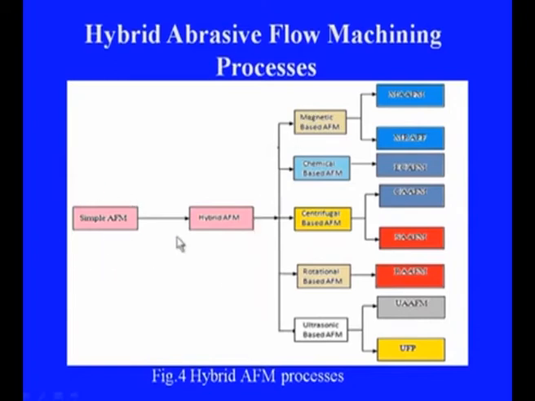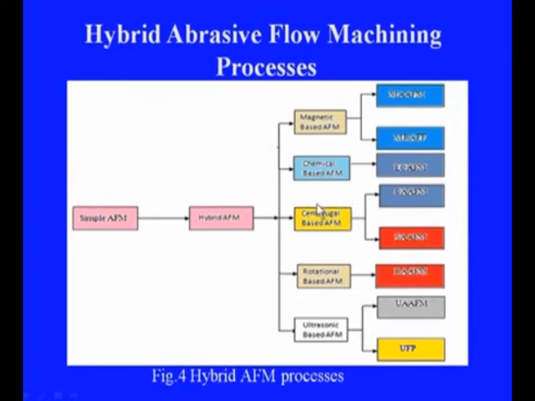So, here the first one is the simple AFM process, and then added to this is some effect in the form of hybridization or some other material removal effect, and then this gives some enhanced effect in terms of either material removal or better surface finish. Some of these processes are magnetic based AFM, in which the actual process is magnetically assisted abrasive flow machining or magneto-rheologically assisted abrasive flow finishing. Then chemical based AFM, where electrochemical assisted abrasive flow machining is one of the hybridized processes.